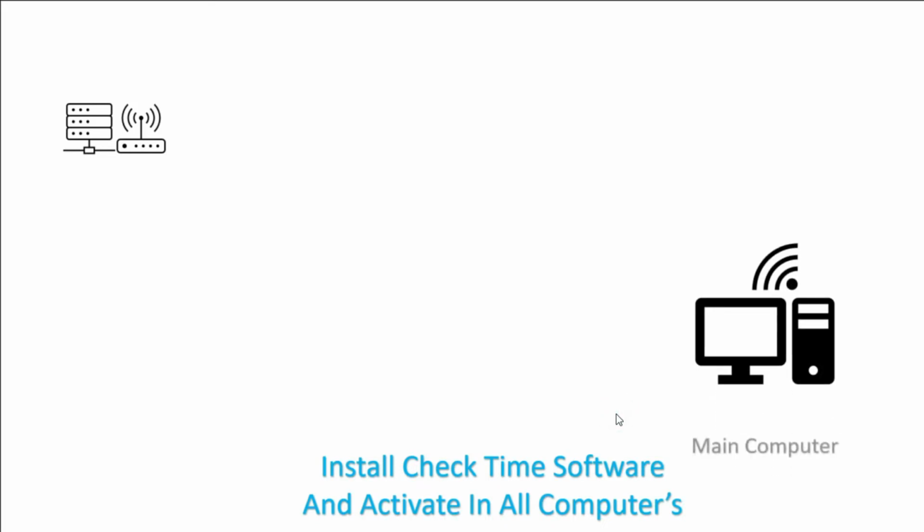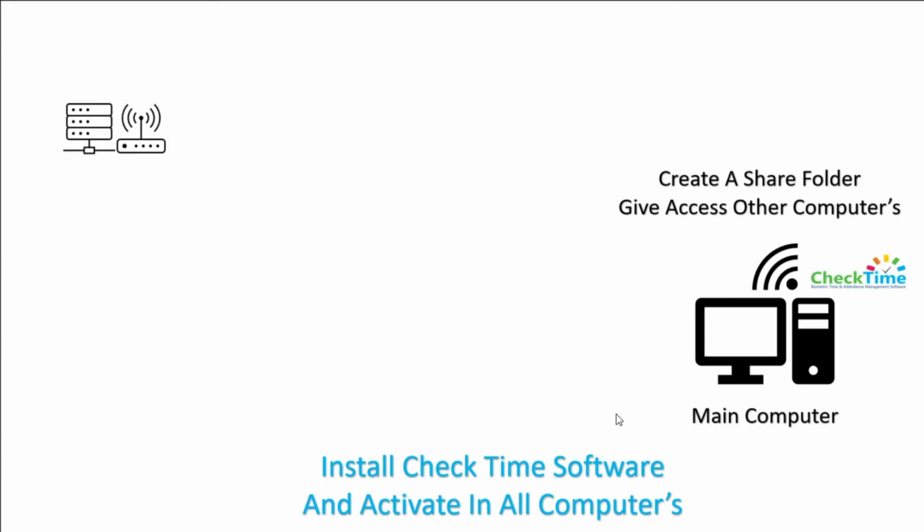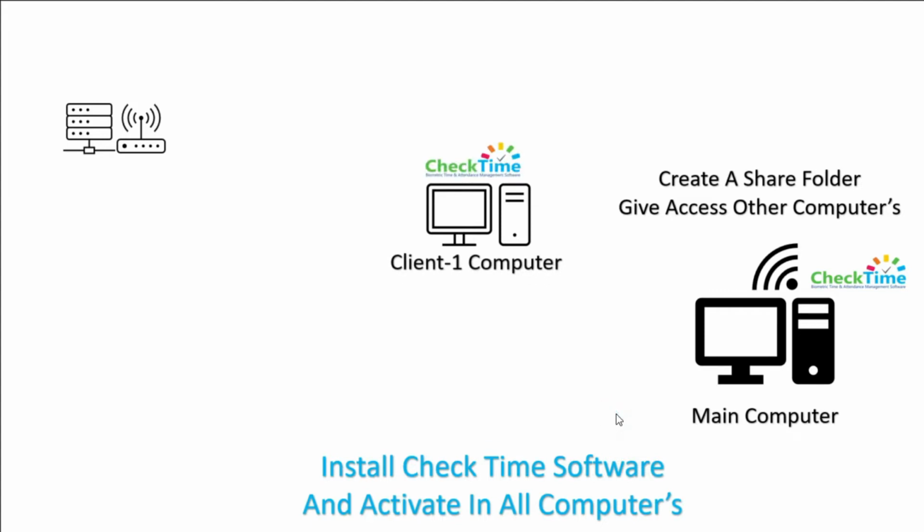Decide one PC as the main PC. Create a share folder on this main PC and share it with other computers. Make sure you install the Checktime software on this PC. Then decide the second PC, install the Checktime software, and make sure this PC is also linked to the same network, LAN or Wi-Fi, anything.